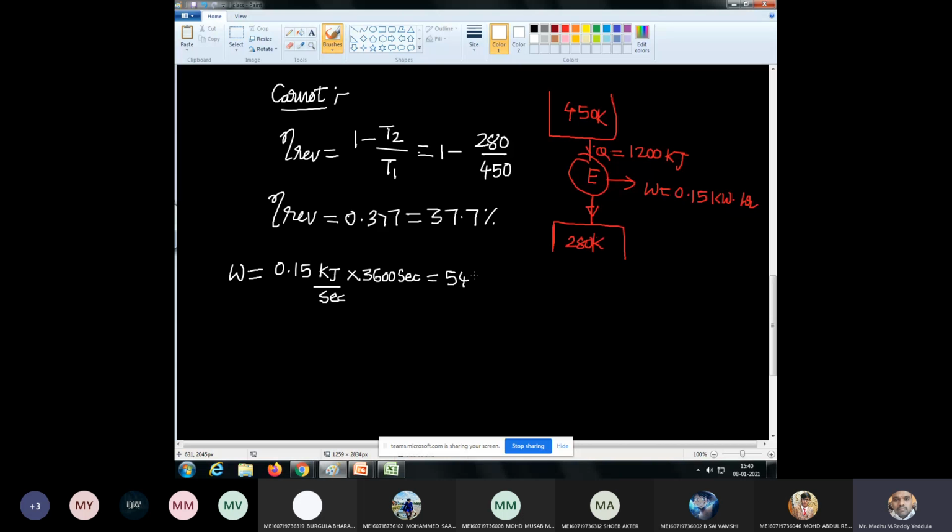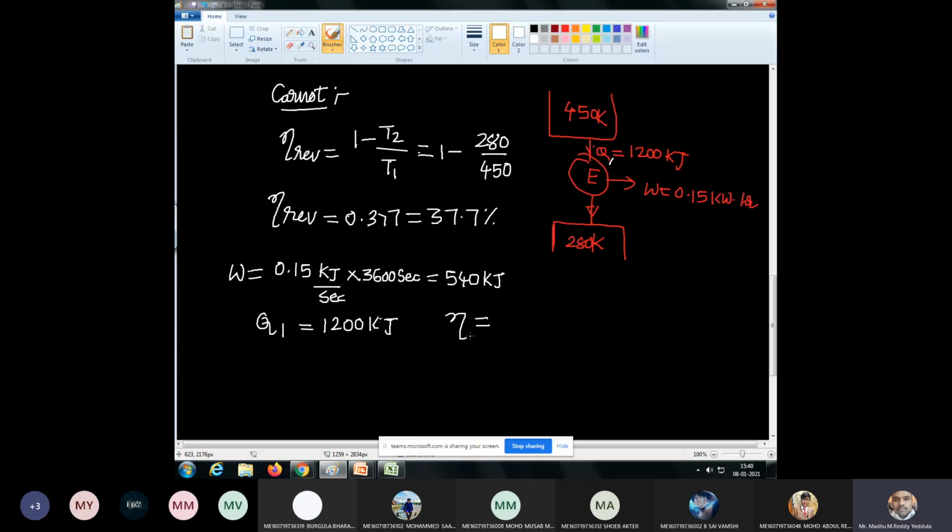Yeah, 540 will get it. Okay, 540 kilojoule. So what is the heat supplied? Q supplied is equal to Q1. This is Q1, also in kilojoules, so the units are balanced. That's why I converted kilowatt hour to kilojoule: 1200 kilojoule. Now, how to calculate the efficiency?